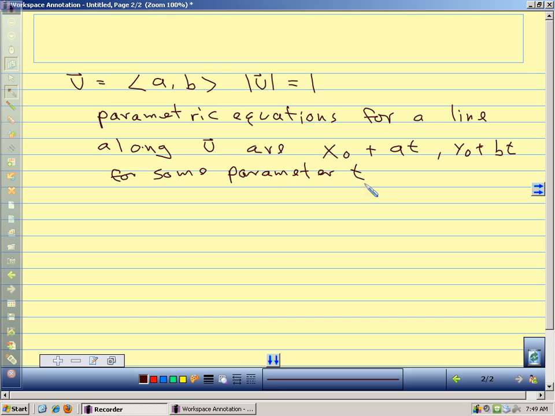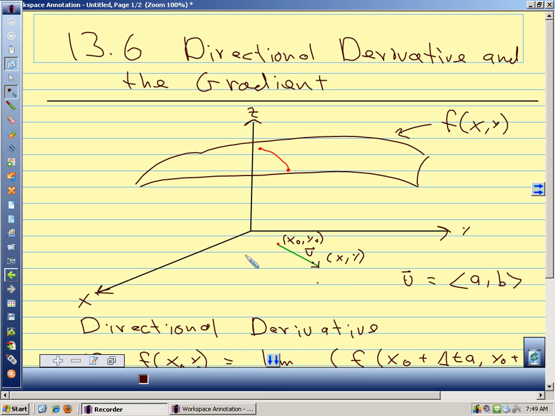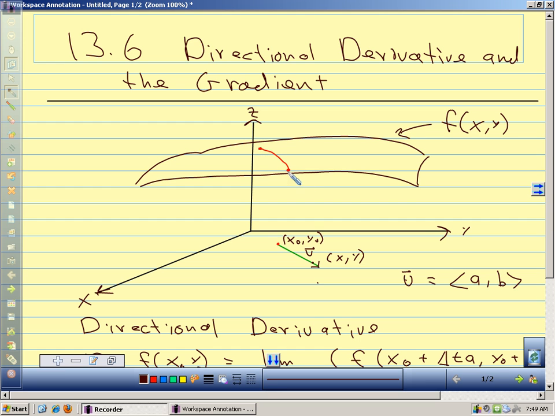So we're just parameterizing the equation for this line. If we're traveling along this line that goes through our vector, let me go back to our picture, if we're traveling along that line, as the parameter increases, we're going to be traveling along some curve on our surface.